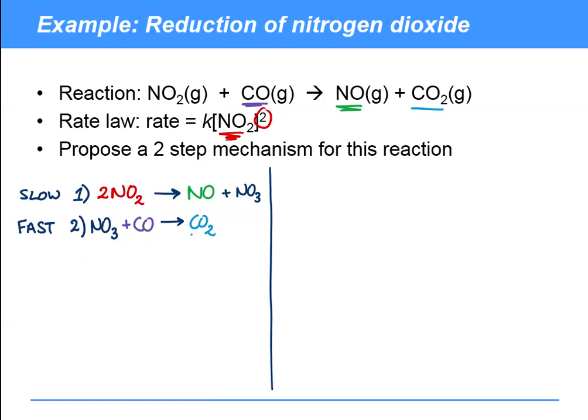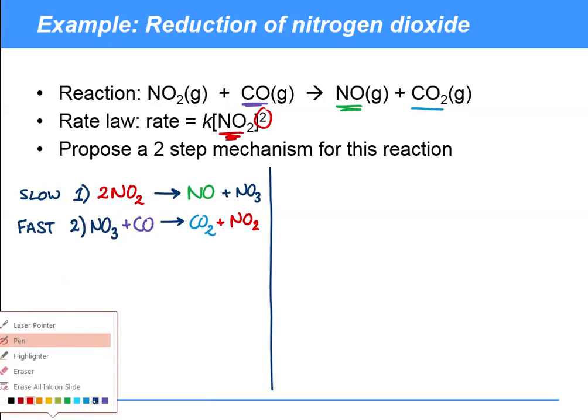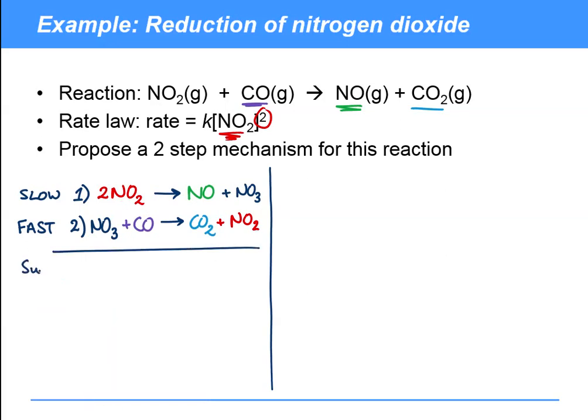And what else is missing? If I count up my atoms, I've got a nitrogen here and I've got 2 oxygens left, so I better make an NO2. And it's a good job I'm doing that, because I've only got 1 NO2 at the start here, and I've used 2. So if I sum the steps, this should work. NO2 is going to cancel with 1 there, so I'm going to get NO2. The NO3s will cancel, and I get carbon monoxide, an NO, and a CO2. So this mechanism should work. Apparently this is the correct one.